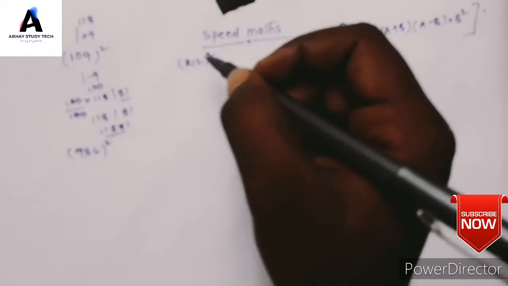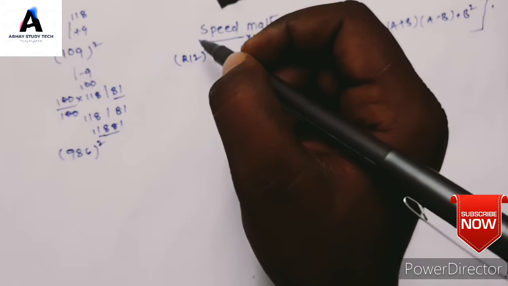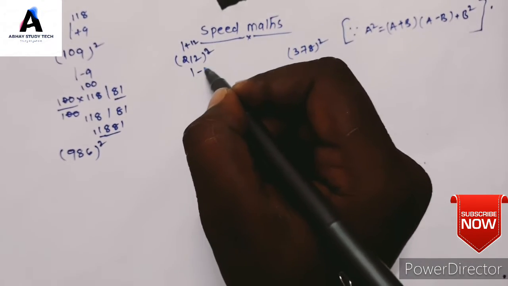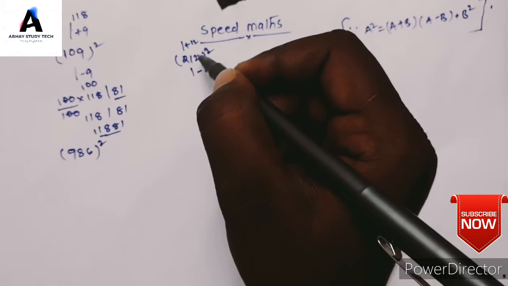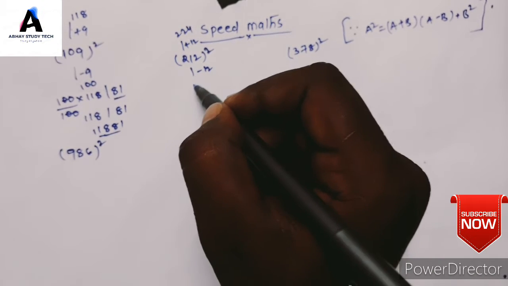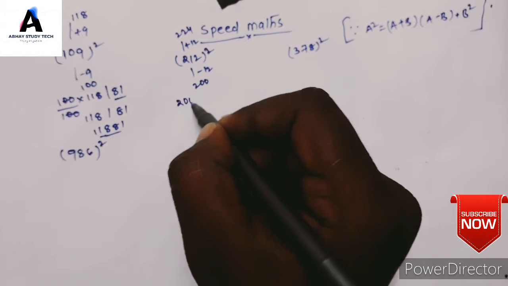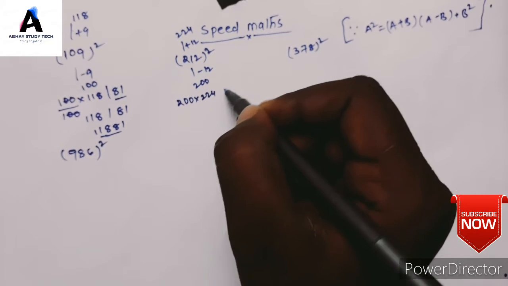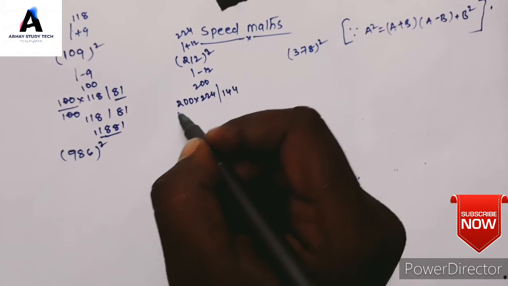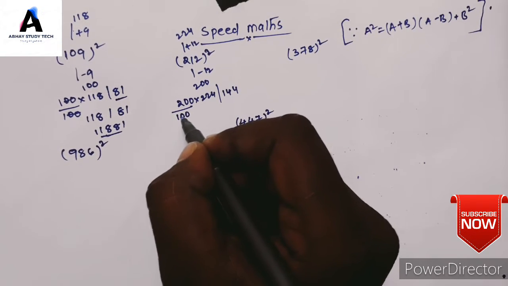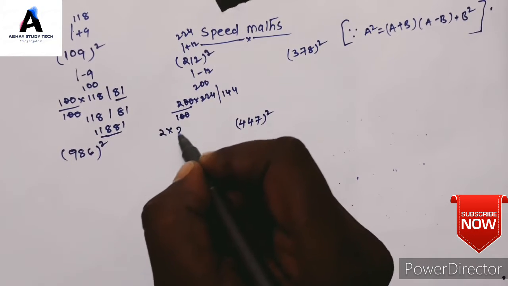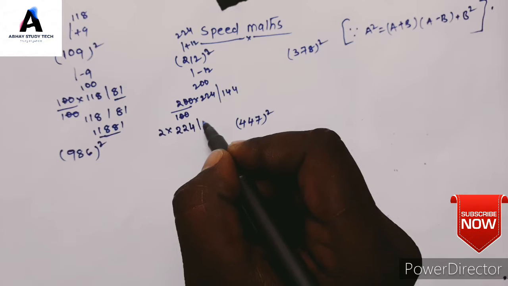Next, friends, 212 square. 212 square means we can write as plus 12 and minus 12. 212 plus 12 is equal to 224. 212 minus 12 means 200. 200 into 224. 12 square is 144. Friends, divided by 100, these two zeros are cancelled. Write as 2 into 224, 144.